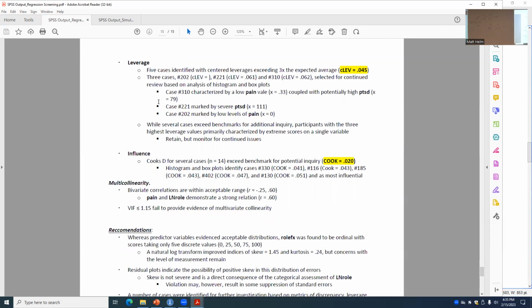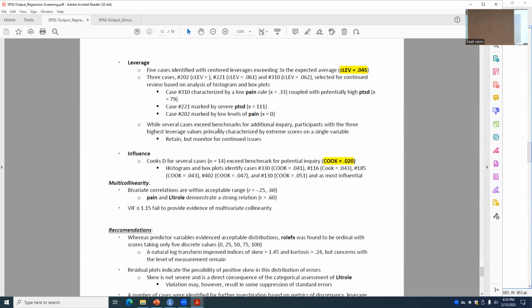3 cases selected for continued evaluation. Here we're just talking about what we saw and what we found in those. Notice that I'm saying case 310 characterized by a low pain value and then giving the actual value that we saw there. That's helping my client say, within this context, this is what a low pain value means, right? With potentially high PTSD, severe PTSD, low levels of pain, right?